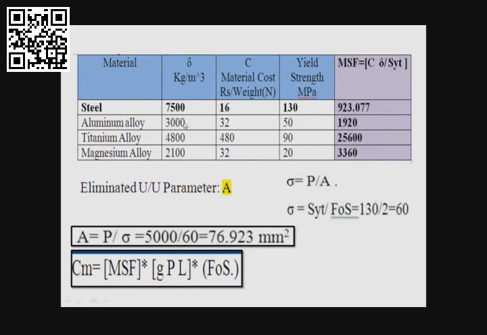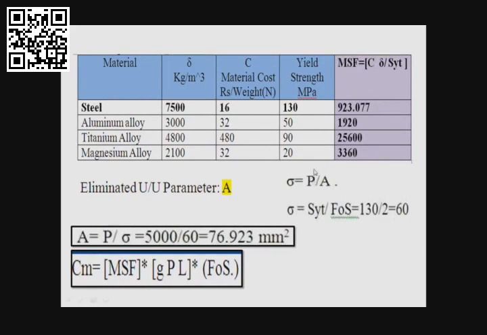Next, once you identify the material, which you need to select so that the cost of the tensile bar will be minimum, use the parameter values of that material, that is density, material cost and yield strength, to find the dimensions. So here sigma is equal to P upon A. Sigma is SYT upon FOS. SYT for the material we have selected is 130, divided by 2, it will be 60. So you substitute sigma value 60. P is already given in the problem, that is 5 kilonewton.